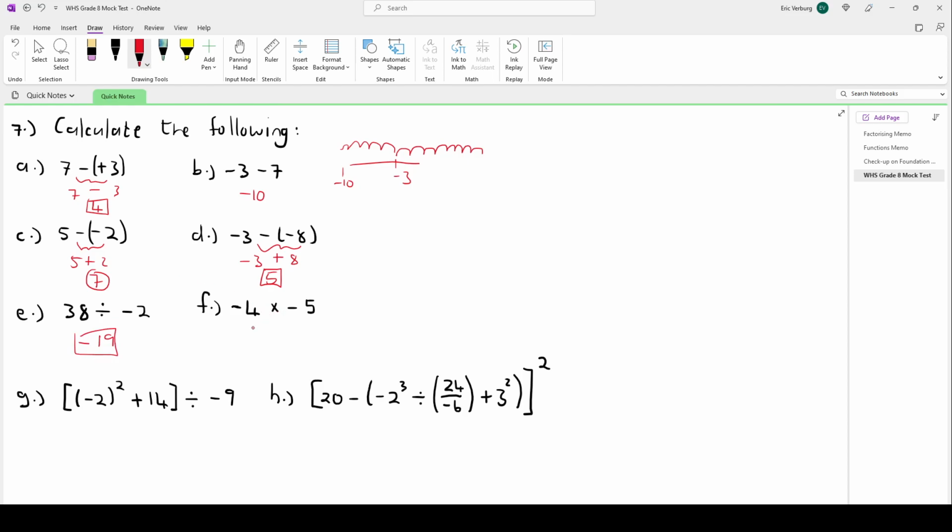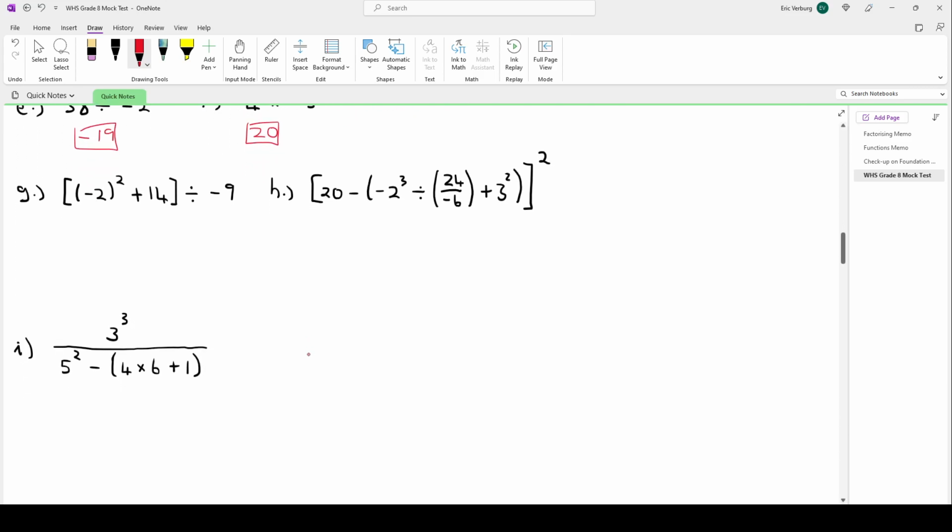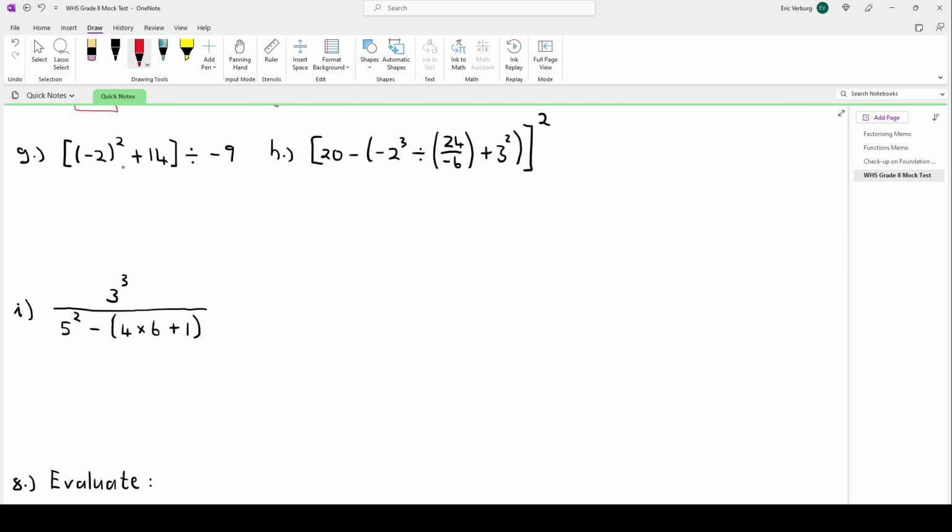Now I've got multiplication. Again, a negative times a negative is a positive. And then 4 times 5 is 20. There we go. Okay, next up, question G, a bit of a longer question.